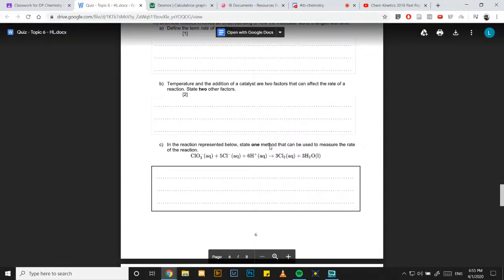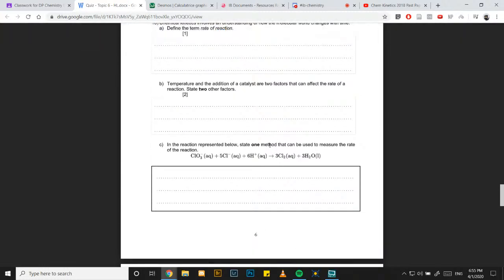Next one. So temperature and the addition of a catalyst are two factors that affect the rate of reaction. State two other factors. There's a couple of factors you can see over here. You could increase the pressure or decrease the volume. The pressure and volume are connected, so those are one reason. You could increase the surface area of the reactants, and you could also increase the concentration of the reactants.